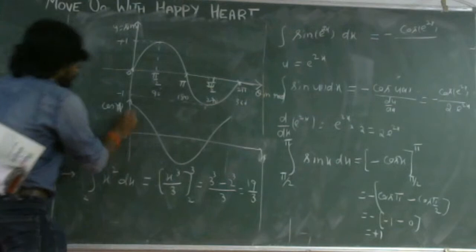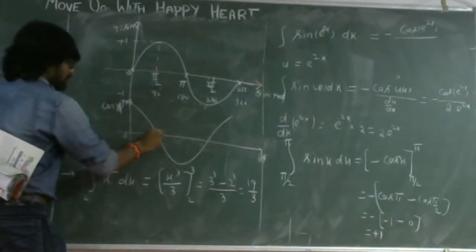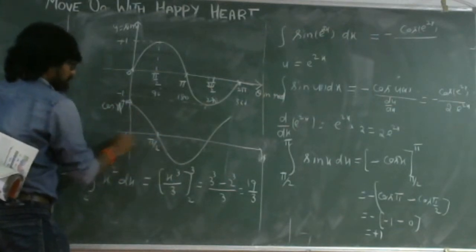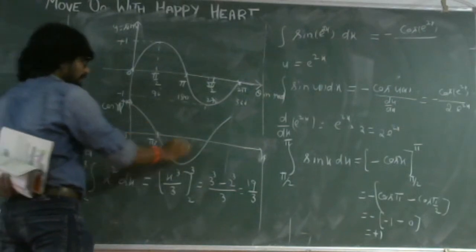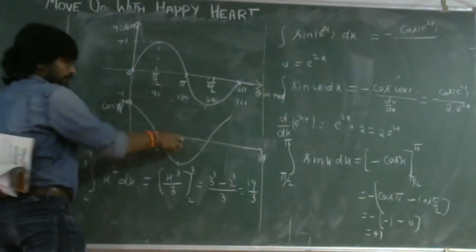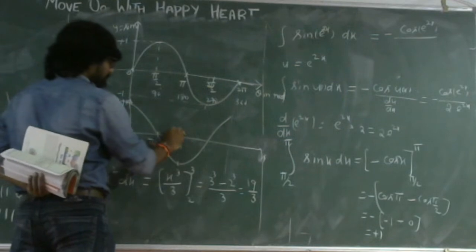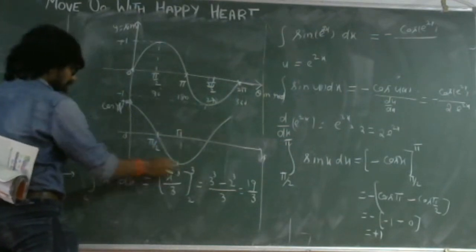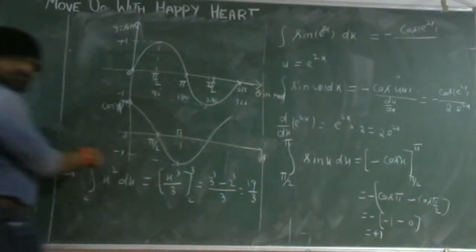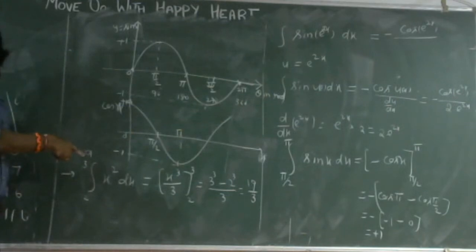So cos 0 will be plus 1. This is pi by 2. Cos pi by 2, cos 90 degrees is 0. Cos 2 pi by 2, 2 pi by 2 means pi. Cos pi is minus 1. Or cos pi or cos 180 is minus 1.